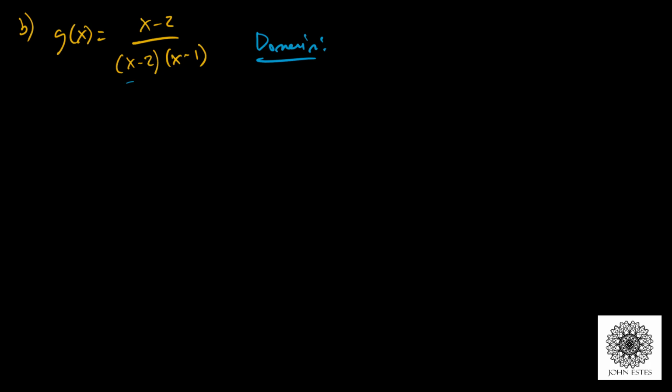I set the denominator equal to 0, and those are the things I can't have. So if I took this guy and said, okay, that can't be 0, then that means x can't be 2 and it can't be 1. So my domain is anything but 2 and 1.